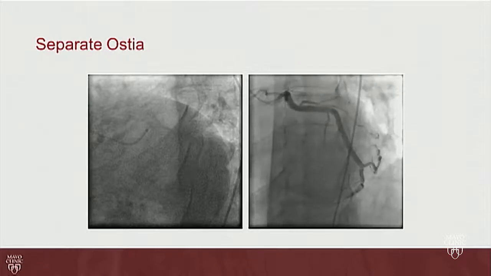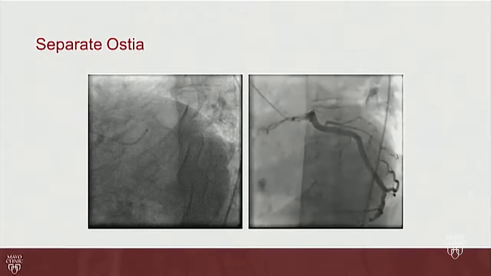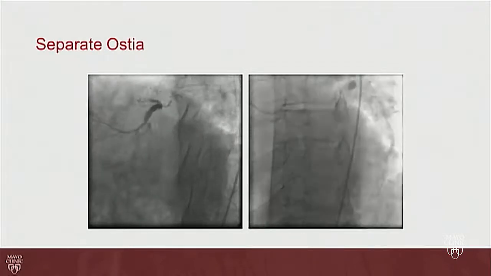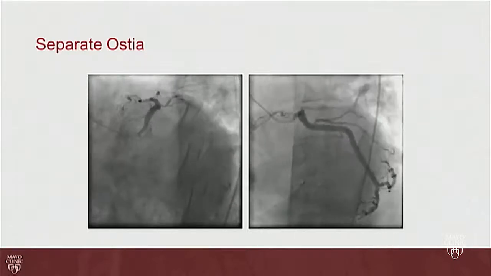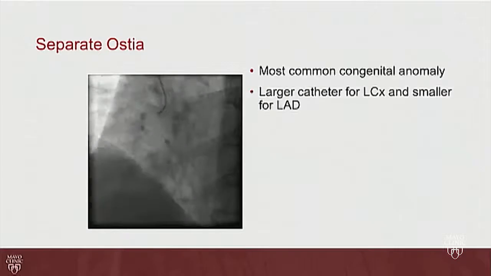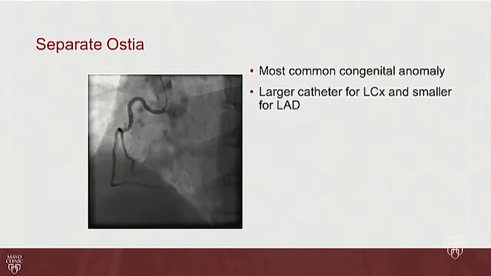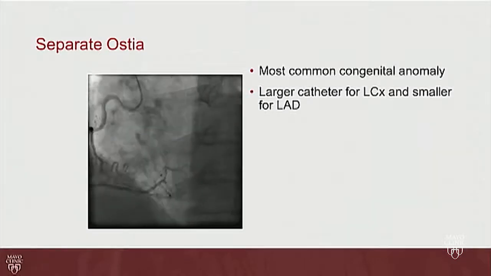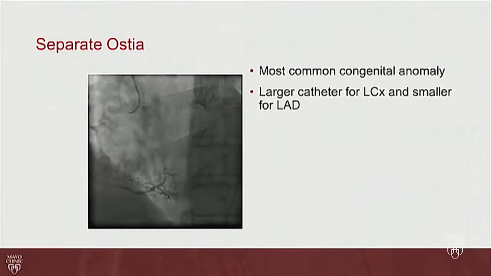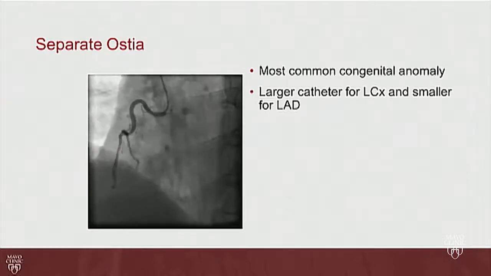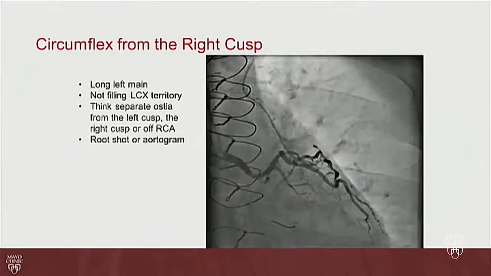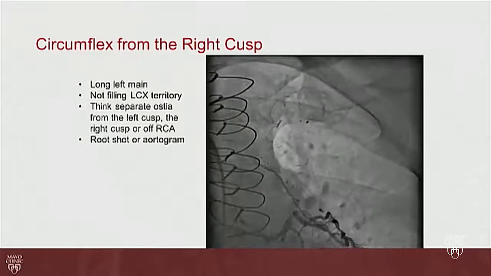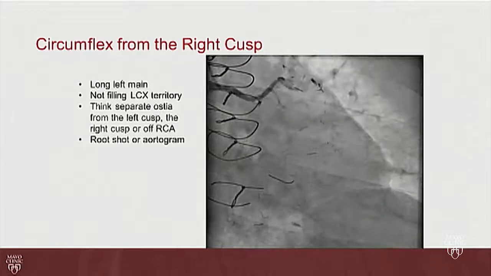So this is the separate ostia. And you can see completely separate ostia of the left circumflex and the left anterior descending coronary artery. We see that all the time in a normal right. You want to use a larger catheter for the left circumflex and a smaller one for the left anterior descending coronary artery for engaging. And again, the next most common is the left circumflex coming off the right cusp.